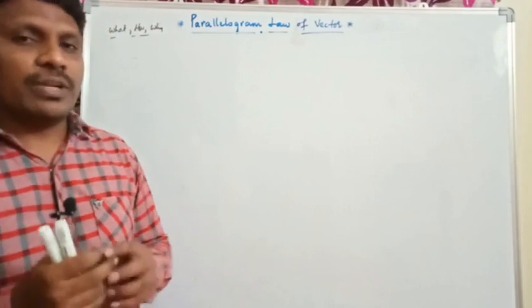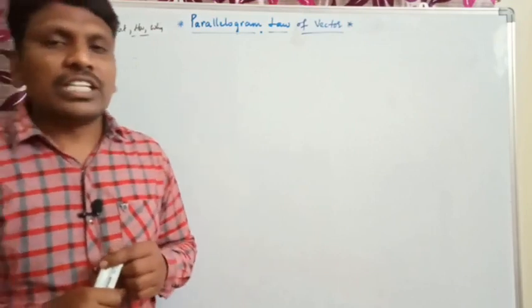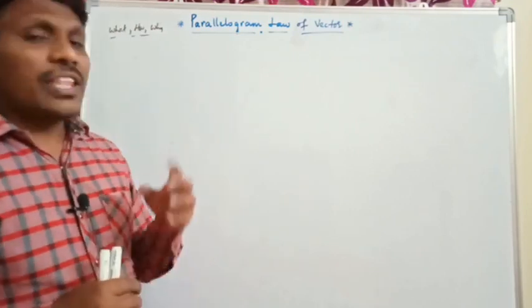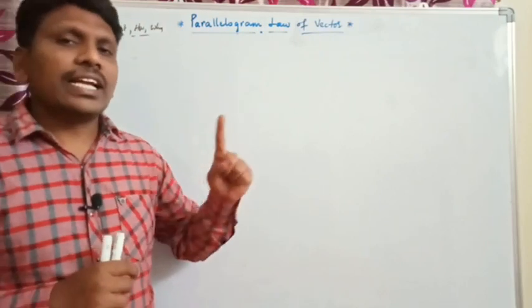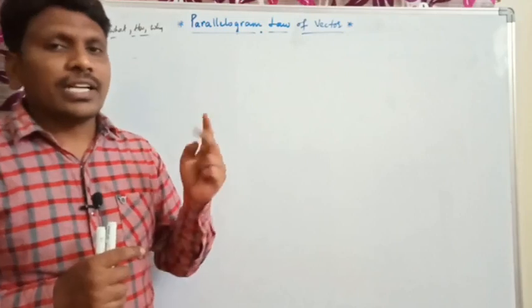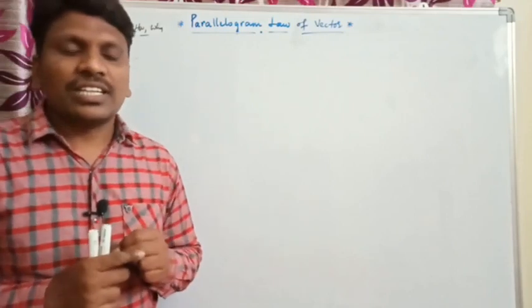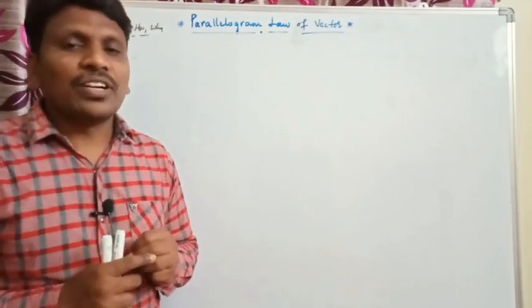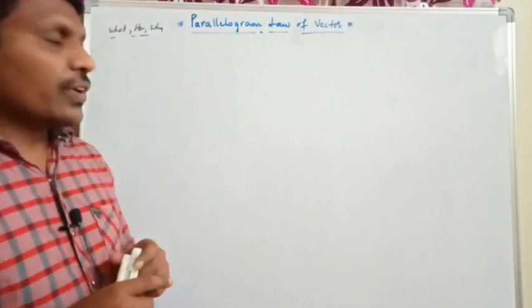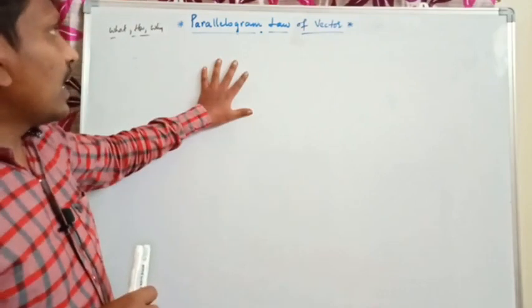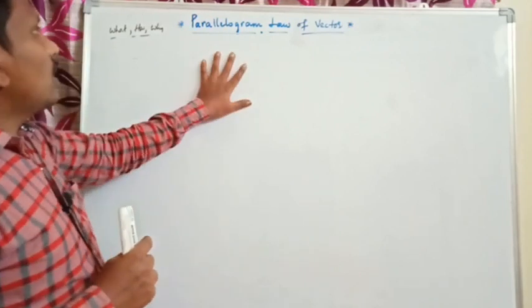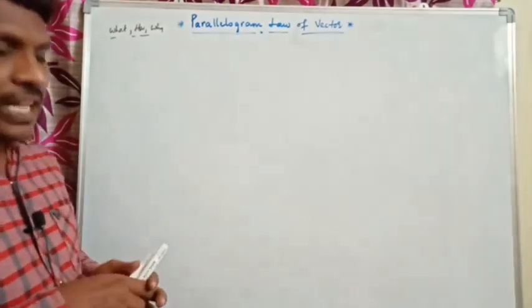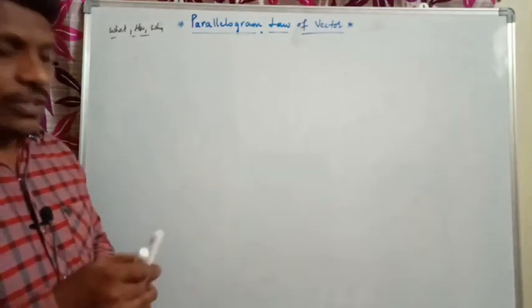Now I am going to explain the parallelogram law of addition of vectors. There are three methods of adding two vectors. The first one is the triangle law of addition of vectors, the second is the polygon law of addition of vectors, and the third is the parallelogram law of addition of vectors. Now let us try to understand what the parallelogram law tells us, which we are going to see in detail.